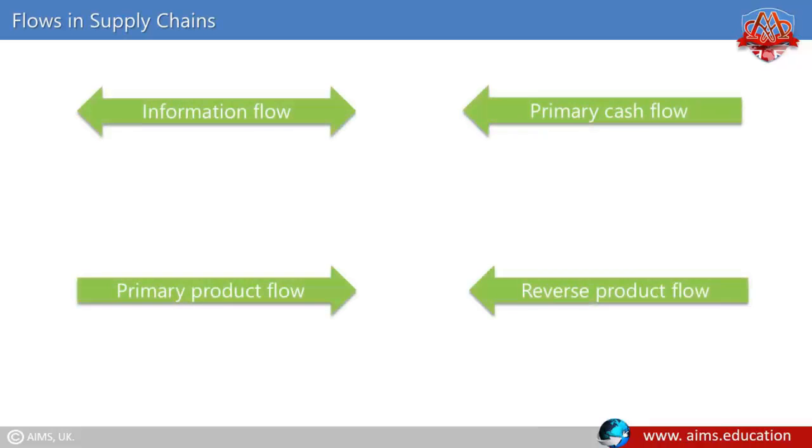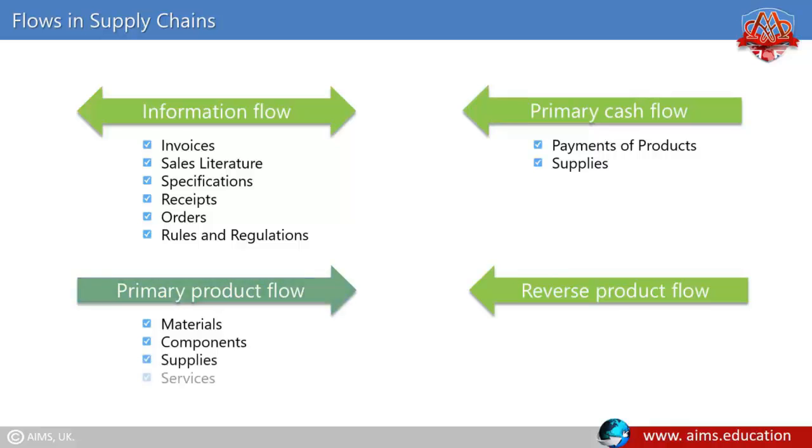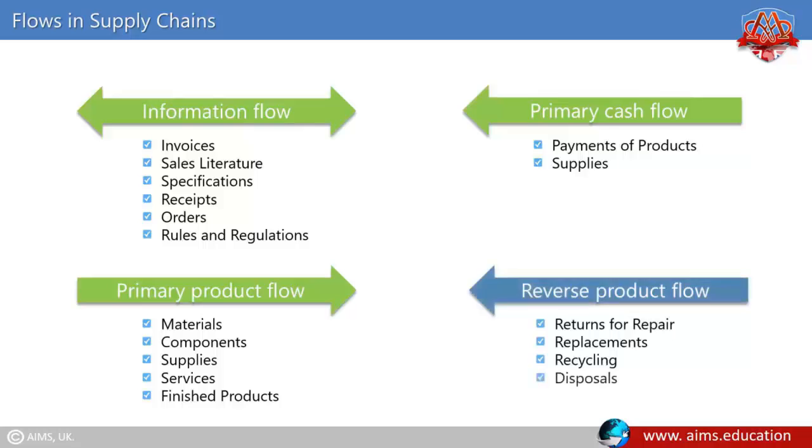Flows in supply chains. There are 4 flows in supply chains. Information flow includes invoices, sales literature, specifications, receipts, orders, and rules and regulations. Primary cash flow includes payments for products and supplies. Primary product flow includes materials, components, supplies, services, and finished products. Reverse product flow includes returns for repair, replacements, recycling, and disposals.